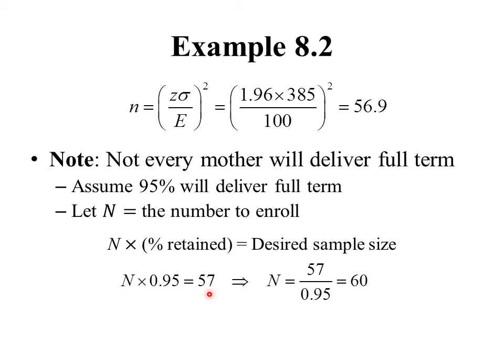We're assuming that we're going to retain 95%, and according to our formula we have a desired sample size of about 57. And so if we do some simple algebra here to solve this for n, we divide both sides by 0.95. So n is 57 divided by 0.95, and that comes out to be about 60. And so that means we need to enroll at least 60 mothers. If we do at least 60 mothers, then according to our calculations, we're going to have at least 57 that deliver full term, and we're going to have enough to get our desired margin of error.